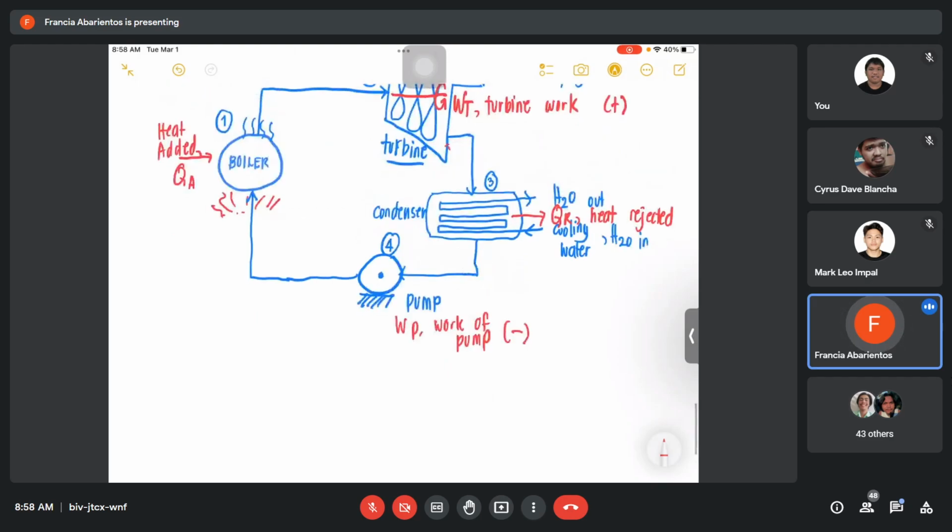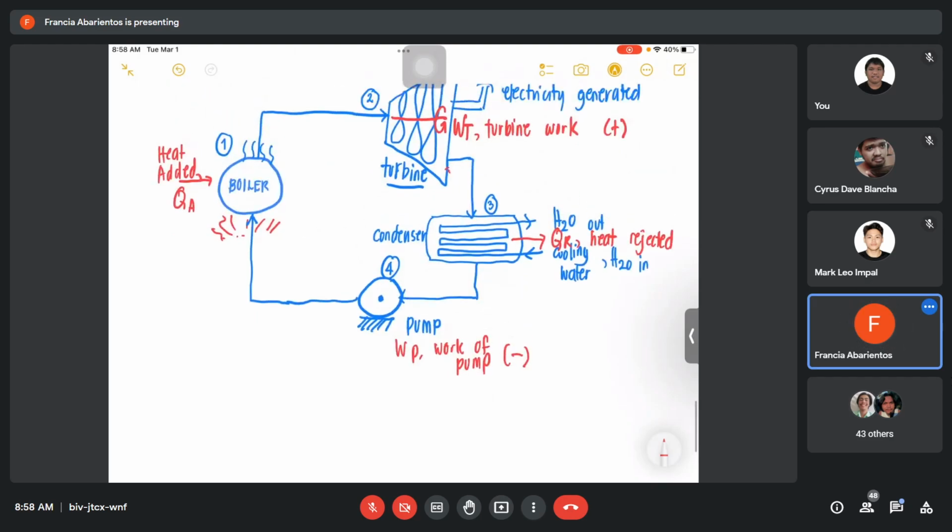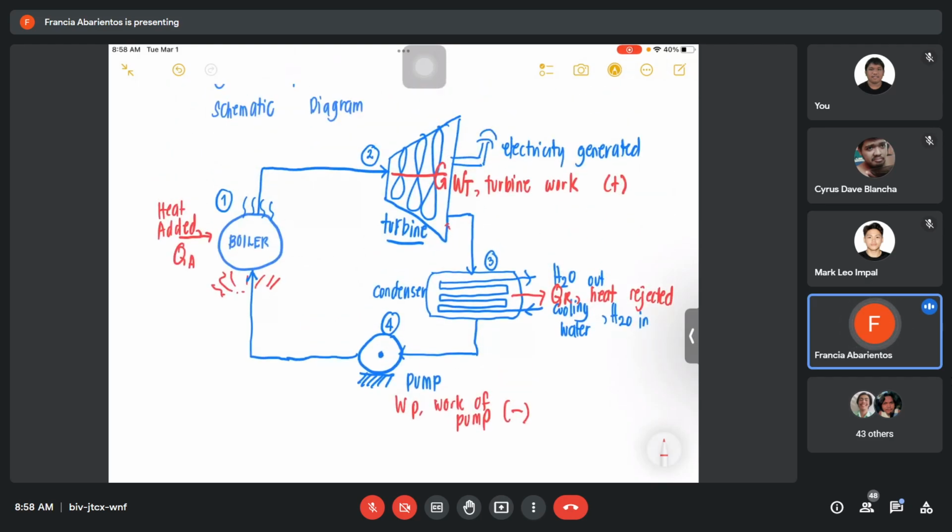Naintindihan na ba to, class, na schematic diagram ng Rankine cycle? Schematic diagram. Can you raise your hand para, if not, of Rankine cycle. Ayan.